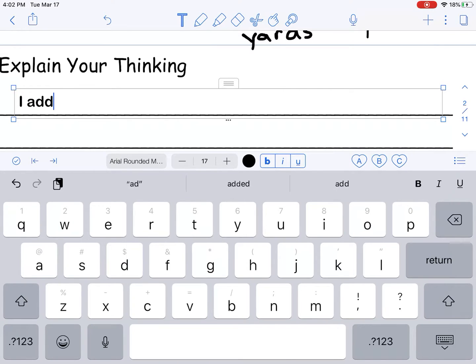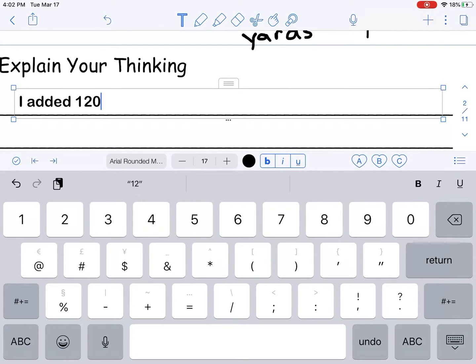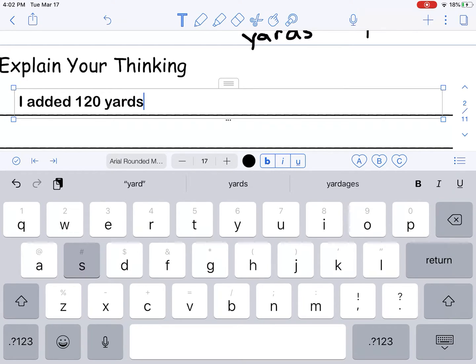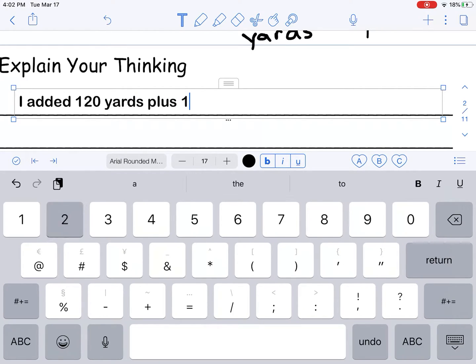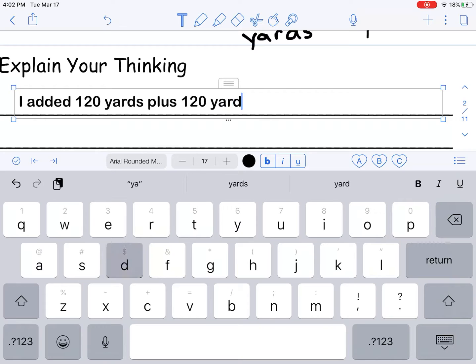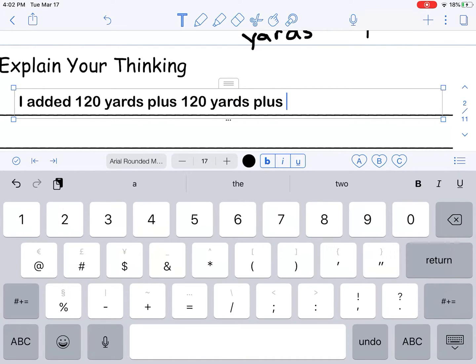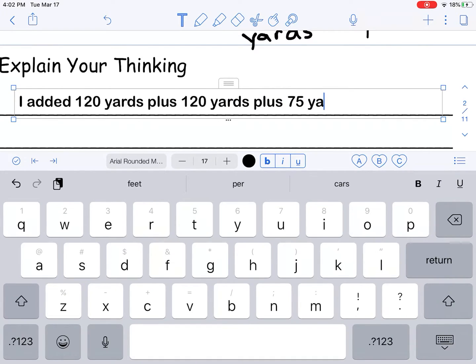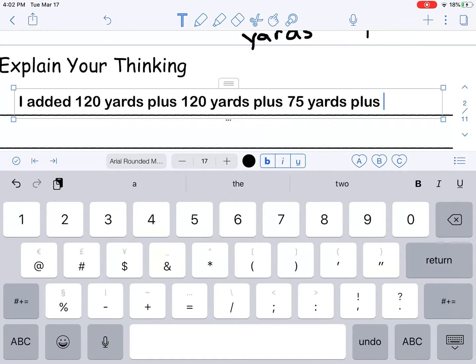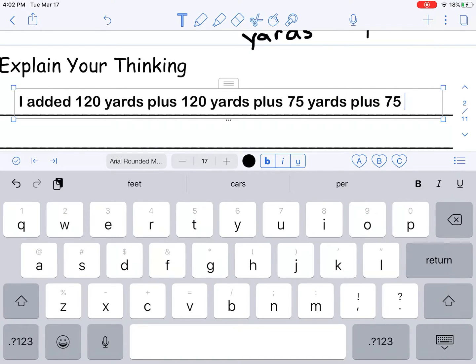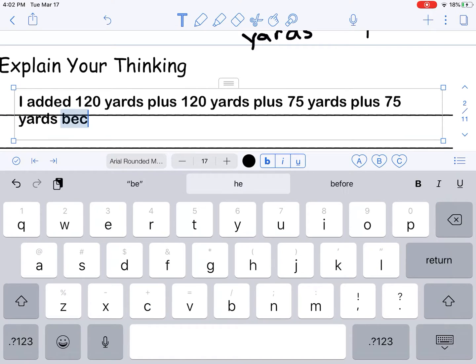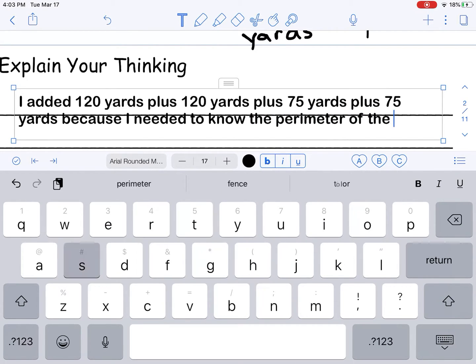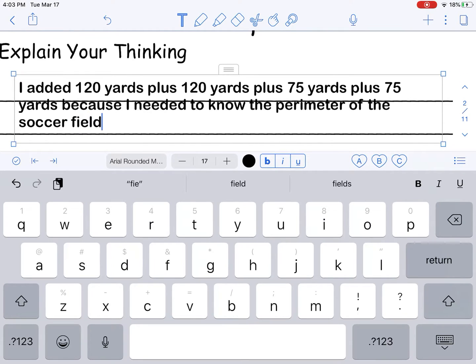So I added 120 yards plus 120 yards plus 75 yards plus 75 yards because I needed to know the perimeter of the soccer field.